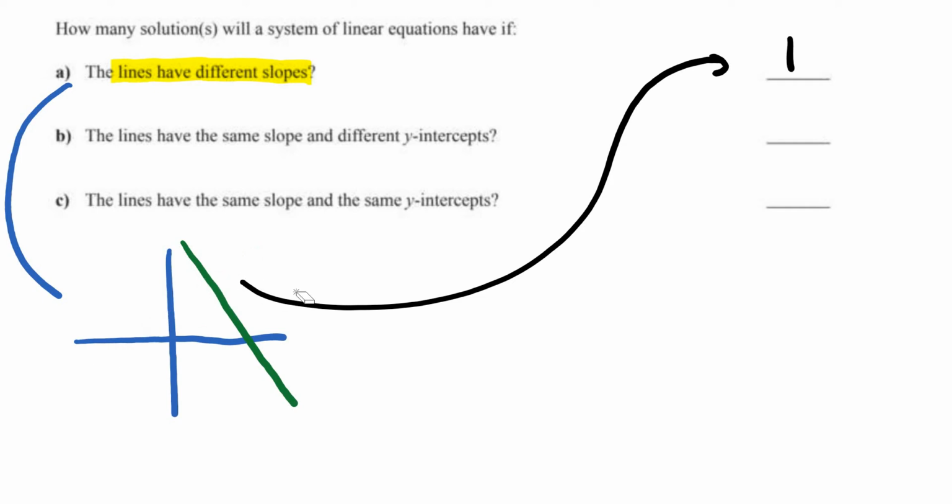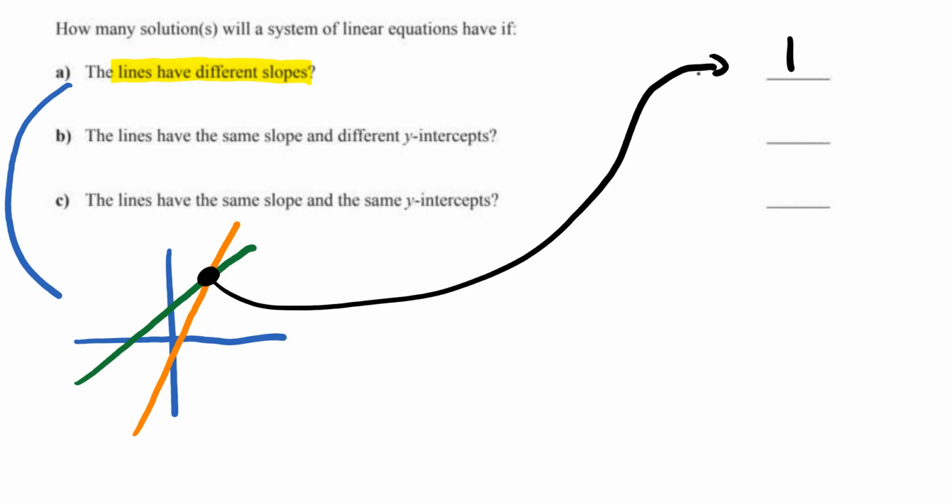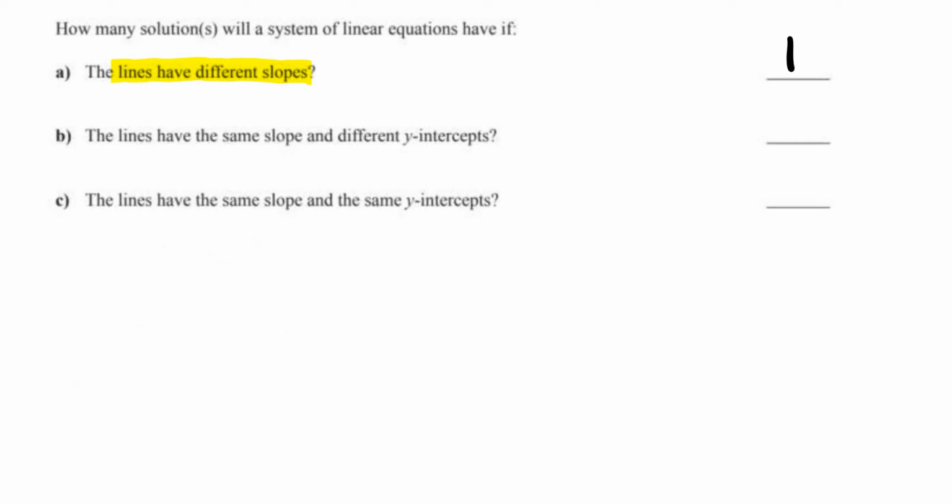Okay, and you can also draw different variations. You know, here's a positive slope, and here's another positive slope, and you still have one solution, right? So you can definitely play around with that, and you'll notice that you'll always have one solution. Okay. Let's move on to letter B. The lines have the same slope but different y-intercept. Okay, so that's going to be 0 solutions.